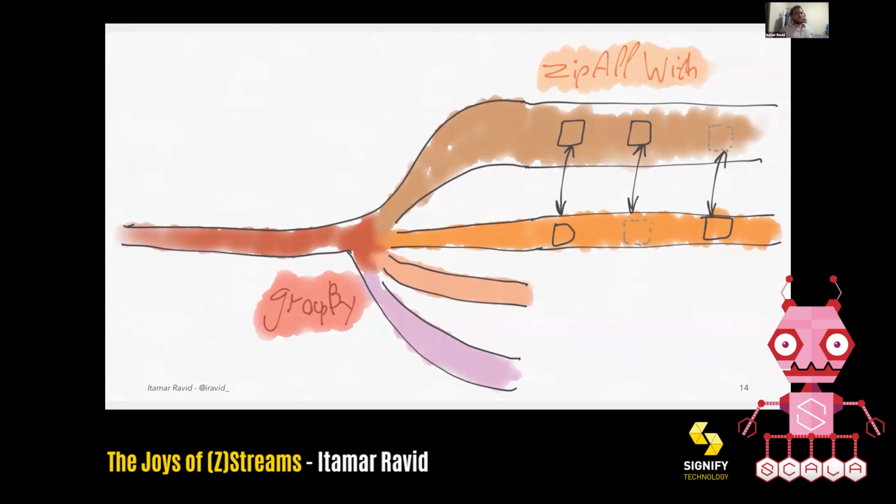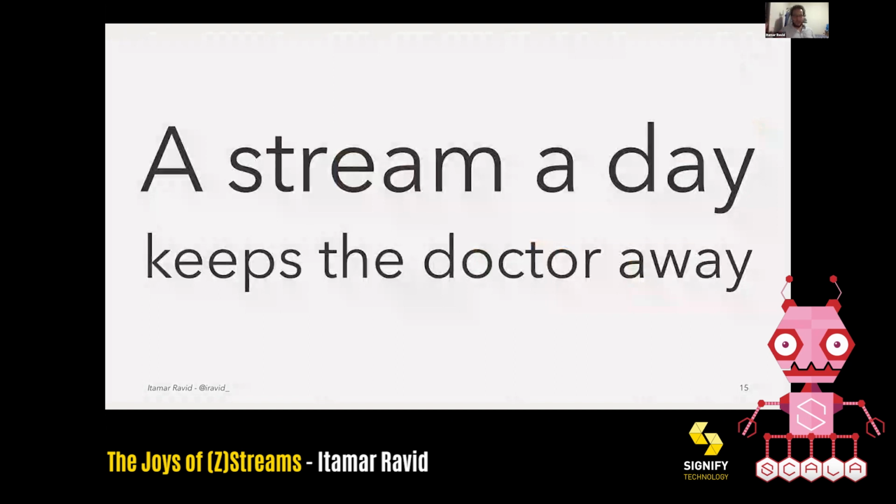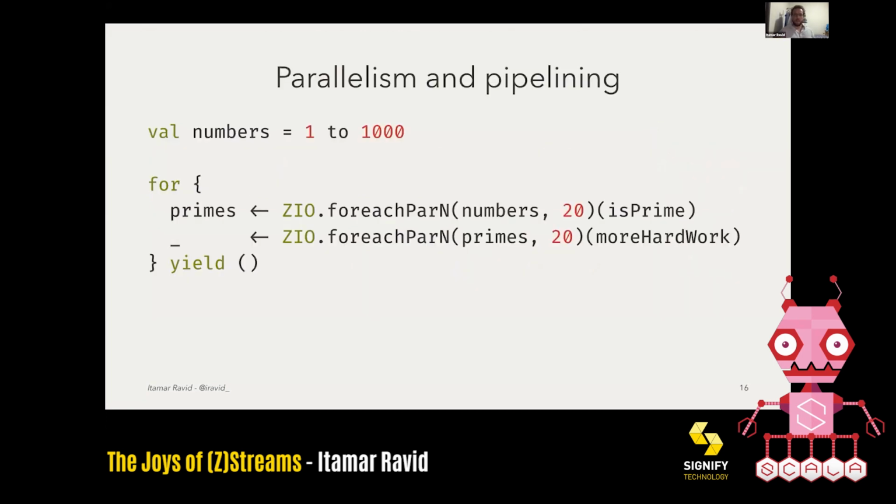So what are some red flags we should be watching out for? I mean, a stream a day keeps the doctor away. That's what I say to the teams I'm working with. What should we be watching out for in our code that signals that we should be using streams? Well, it's very common to use the foreachPar operators for parallelism.